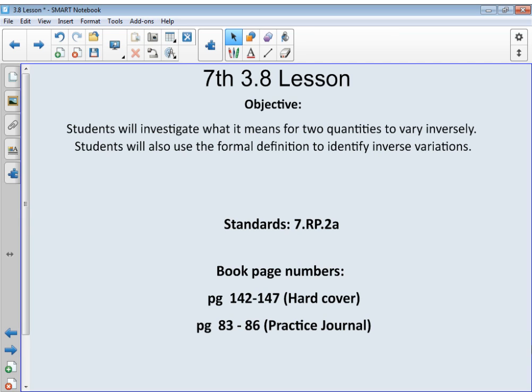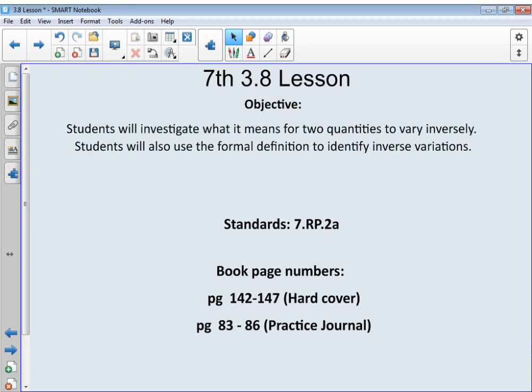Okay, today's lesson is 7th grade lesson 3.8. Students will investigate what it means for two quantities to vary inversely. The students will also use the formal definition as well as the formulas for inverse variations. The standard covered is 7.RP.2.A.